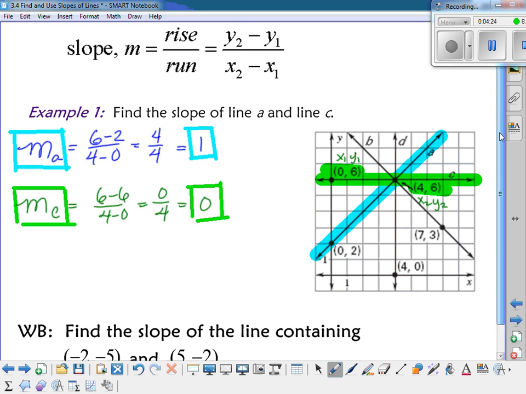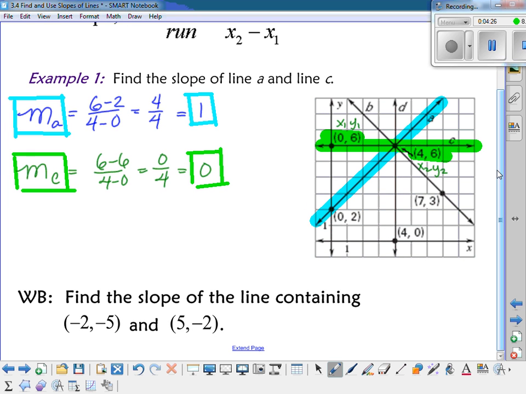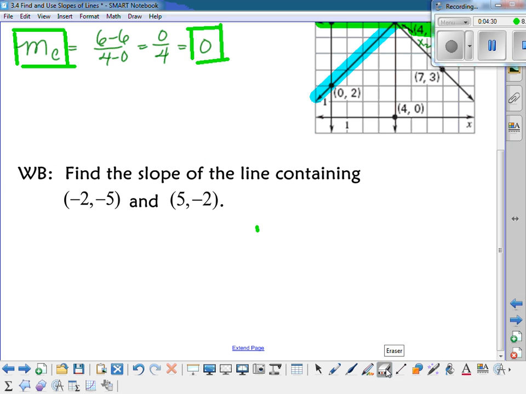So now I'm going to give you a chance to practice finding slope. This time you don't have a graph. So on your own, try finding the slope of the line that contains the points (-2, -5) and (5, -2). Pause the video now.